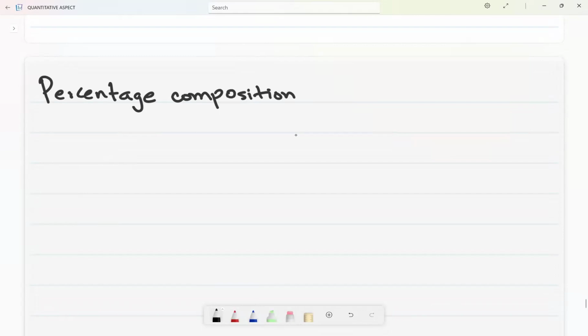So this is the last series of videos where we'll be discussing theory related to quantitative aspects of chemical change. What I want us to look at now is what we refer to as percentage composition. Percentage composition just refers to how much a substance contributes, or a substance contributes by how much, in a certain compound.